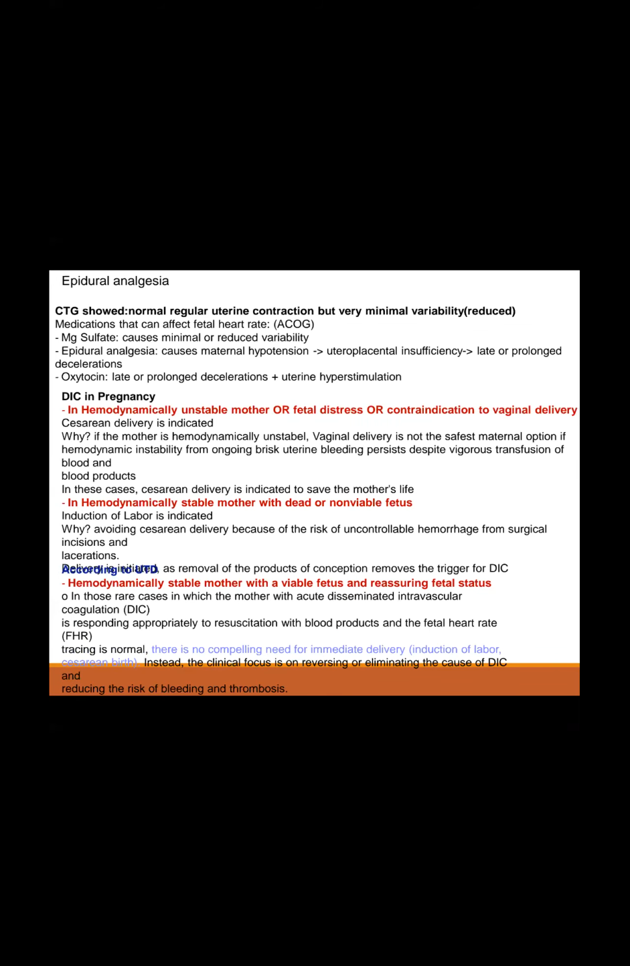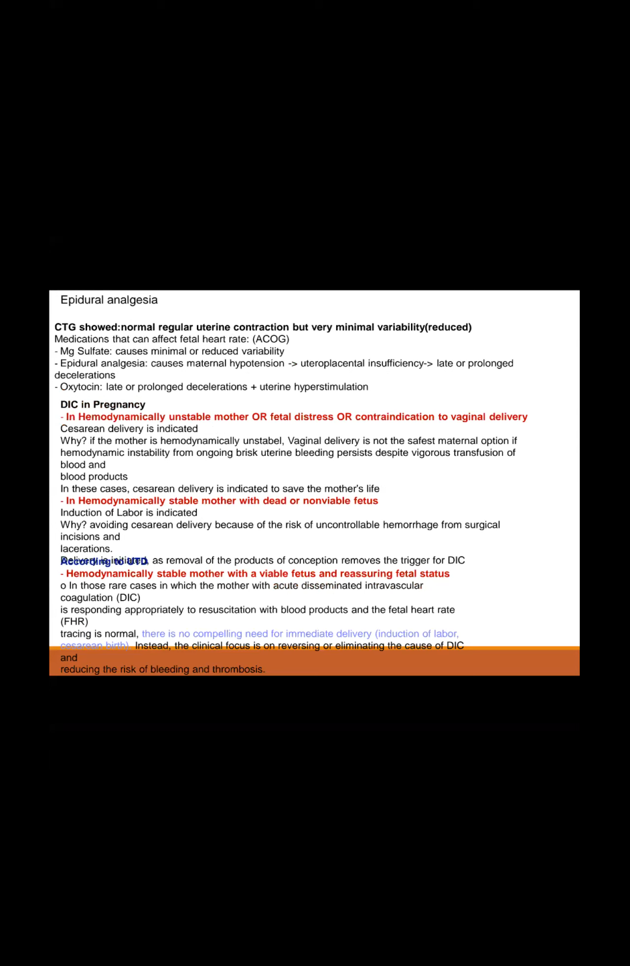Hemodynamically unstable mother, unstable fetal distress, contraindication to vaginal delivery: cesarean delivery is indicated. If the mother is hemodynamically unstable, we can't do vaginal delivery in this instability. But if it's stable, we have to do induction of labor, because cesarean delivery carries the risk of uncontrolled bleeding from the surgical incision and laceration. Clear? Any question? If we do CS, it will increase bleeding from the laceration site.